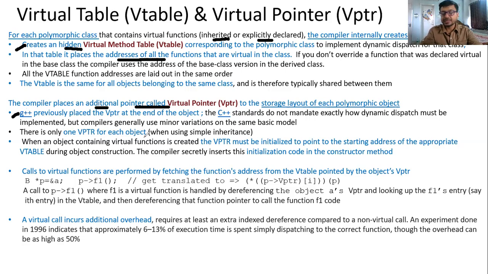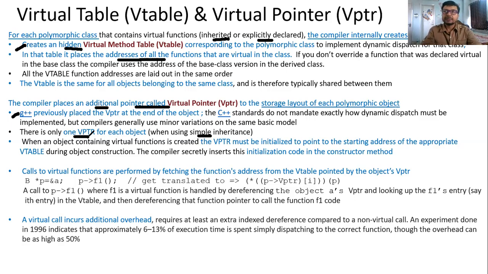Simple inheritance means the particular class is derived from one base class. We are not considering multiple inheritance right now, which is a kind of special case, where there are certain more things to be discussed. So right now we are talking about simple inheritance, and here one VPTR for each object is enough.